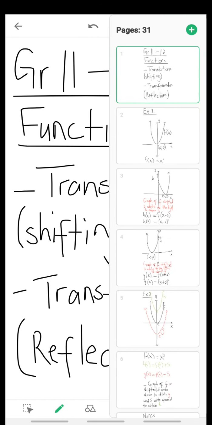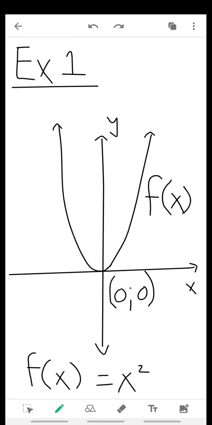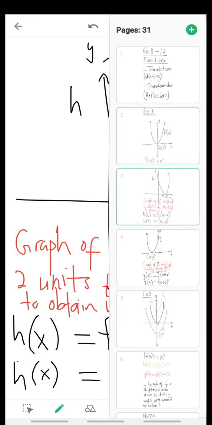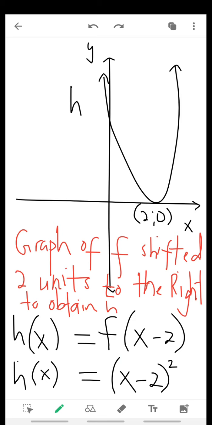Okay, so let's look at example number 1. We are given a function f of x, which is a parabola, a smiling parabola with its turning point at 0, 0 at the origin. So f of x is equals to x squared, which is the parent function of a parabola. When you look at the second diagram here, it is still the same parabola like the first one, just that now this parabola is shifted 2 units to the right.